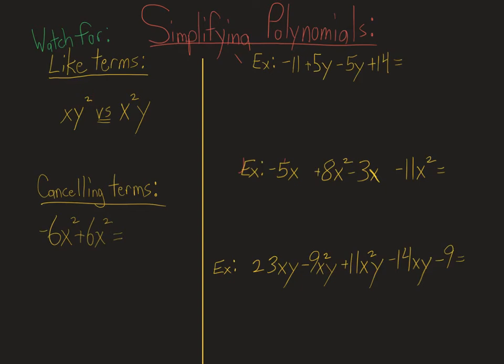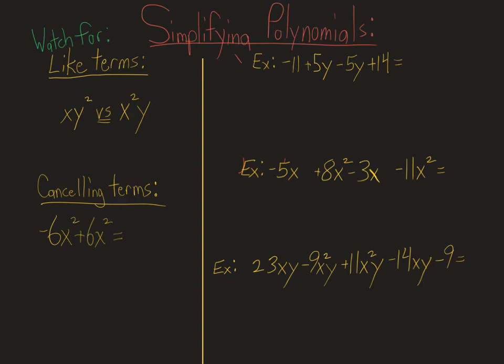All right, simplifying polynomials. This is actually review at this point. This is entirely stuff you guys have done, okay? We're just putting together like terms. We've already done this before a bunch of times. Now, what to watch for with these like terms?